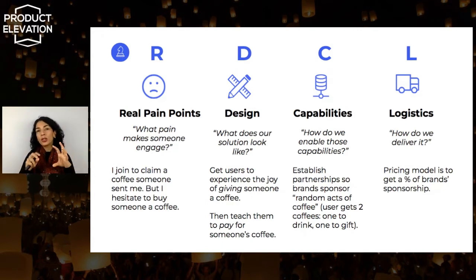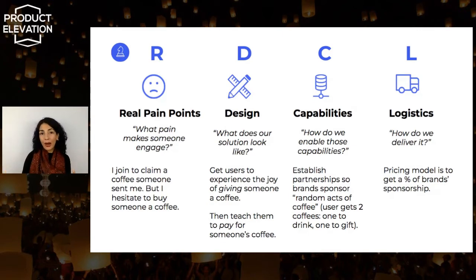But to actually deliver the solution, the engine that we needed was funding. We didn't have infinite funding, so we couldn't fund all of these free coffees. So what did Paul do? He went and established some partnerships. These were the capabilities that we needed. He established partnerships with brands who then wanted to sponsor this message of random acts of coffee.